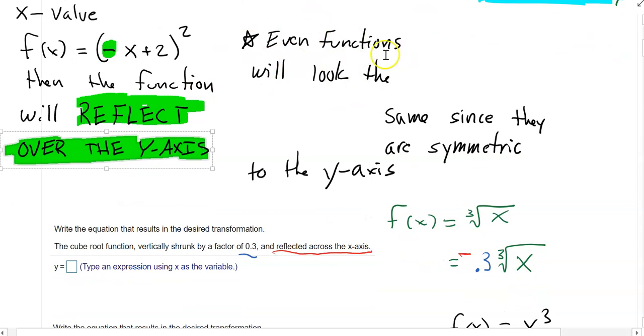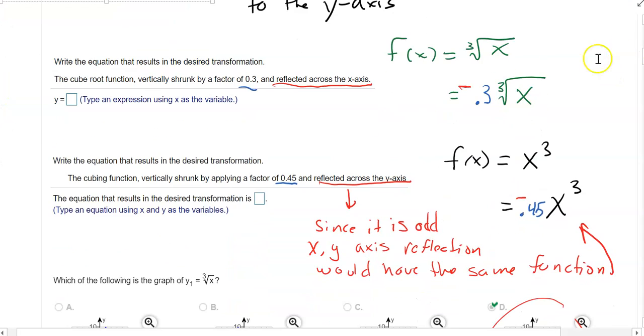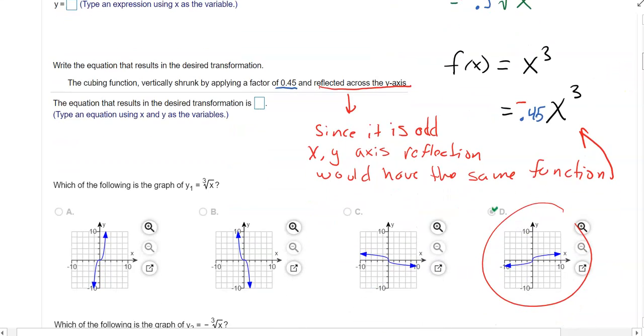We also have to keep in mind even functions will look the same, so it doesn't matter if it has that negative on the outside, because they already are symmetric to the y-axis. So we're looking at this first problem. We have two things happening here to the cube root function. It's going to reflect over the x-axis, so that's where this negative comes from, and it's going to shrink vertically by 0.3. As you can see, it's in between 0 and 1, so that's an example of it shrinking vertically.